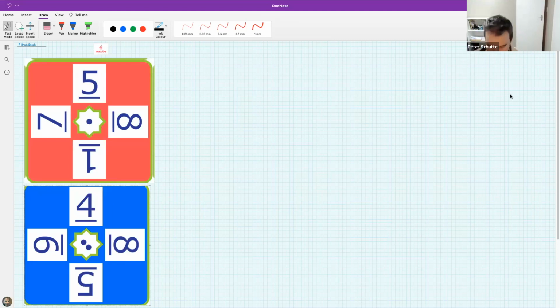What have we got? Can anyone get me 24 using the red card? It's always good to try and make the factors of 24. So the factors of 24 are 12 and 2, 8 and 3, 6 and 4. Can you make any of those two numbers with a combination?